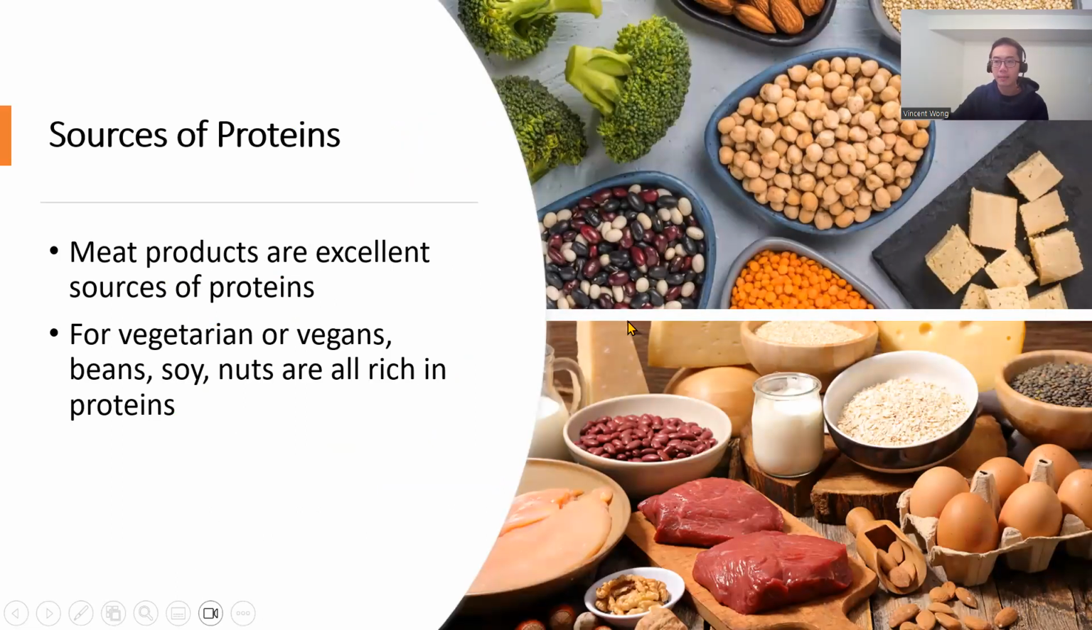Sources of protein. Right, so meat is an excellent source of protein. For vegetarians or vegans, you can get your protein from beans, soy, nuts. They are all rich in proteins.